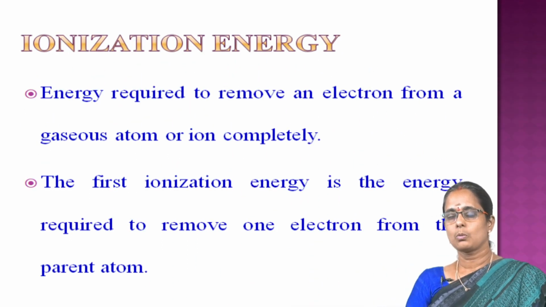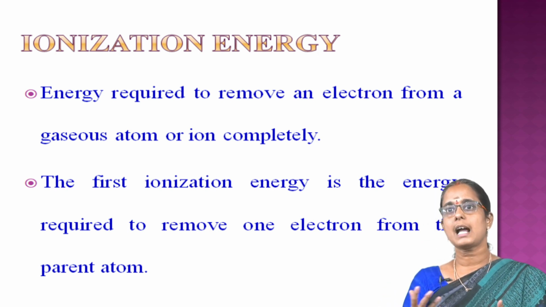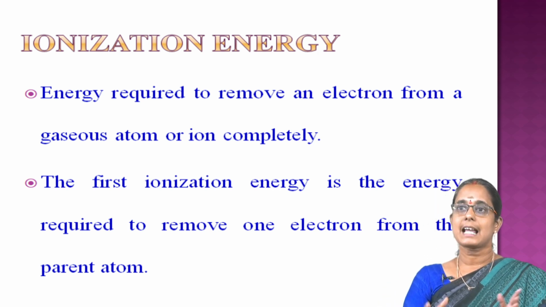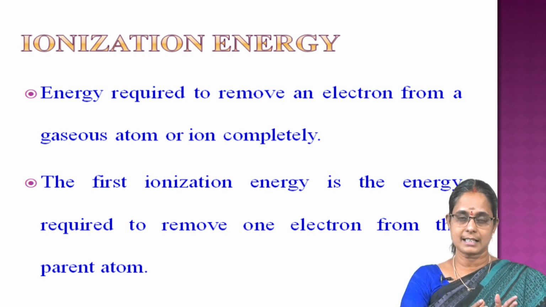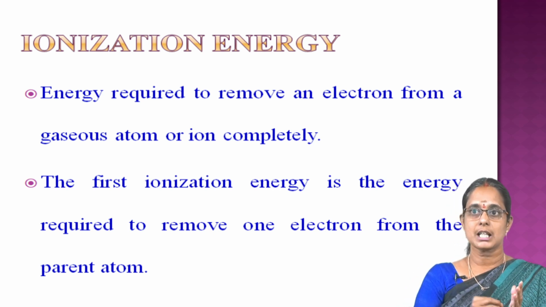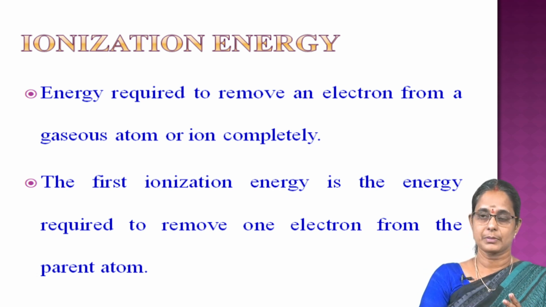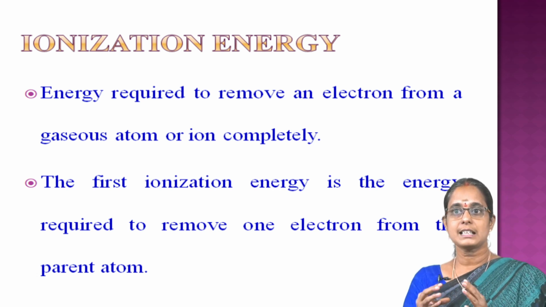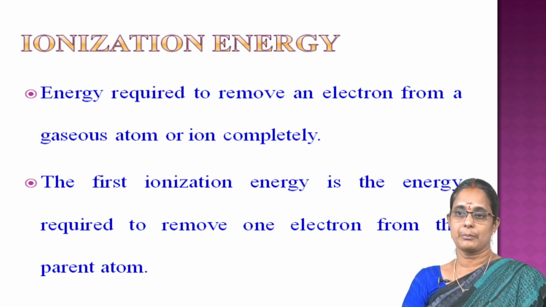Ionization energy. What is meant by ionization energy? Ionization energy, or ionization potential, is the energy required to remove an electron completely from a gaseous atom or ion. The closer and more tightly bound an electron is to the nucleus, the more difficult it is to remove, and the higher its ionization energy will be.